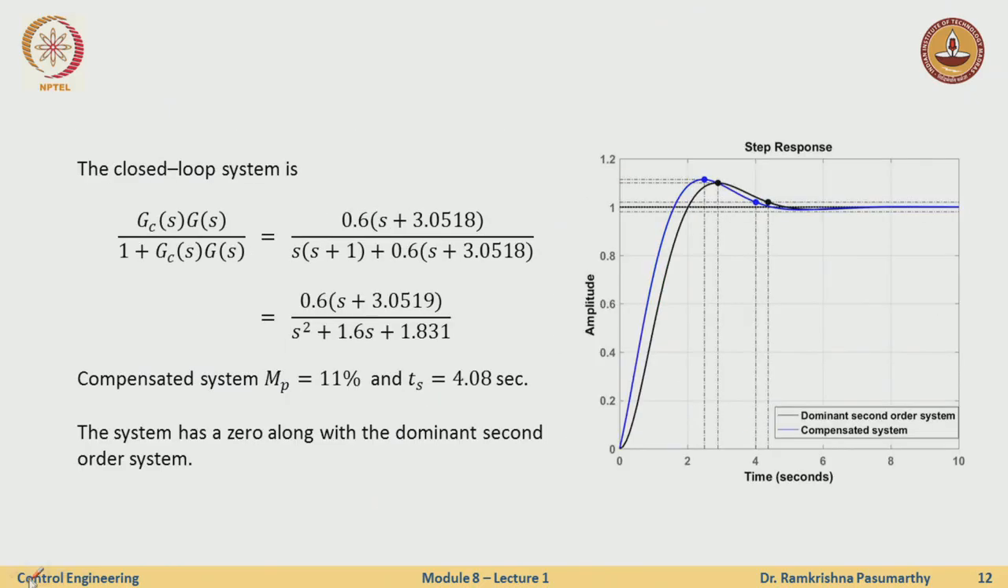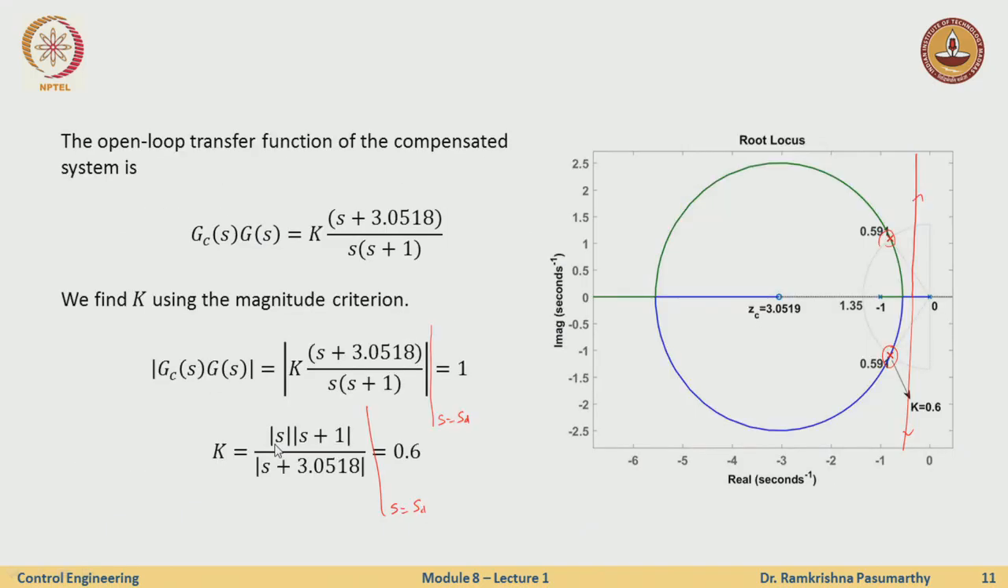So how does the response look like? This is my compensated system with the closed loop transfer function GC times G over 1 plus GC times G. We know how to derive this. And the compensated system has a peak overshoot, if I compute, of 11% and a settling time of 4.08 seconds, which are more or less what we wanted. So the system has a 0 here, along with the dominant poles.